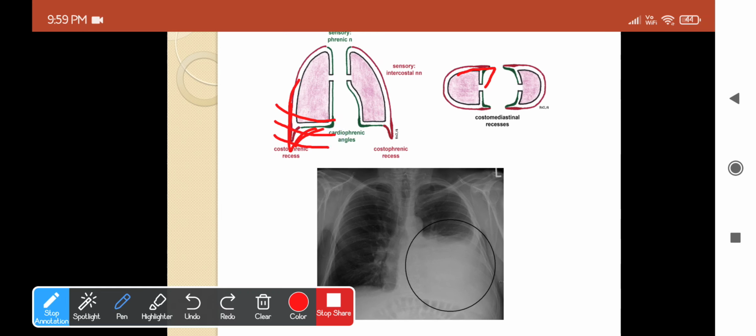So what is the clinical importance of this recess? So this recess acts as the most apparent part of the pleural cavity in case of pleural effusion. What is pleural effusion? When the fluid secretion, which is the pleural fluid, goes to an excess. Okay, when excess fluid gets secreted, that condition is called the pleural effusion, where that fluid tends to collect first in this recess. So this is the most dependent part of the pleural cavity in case of pleural effusion.